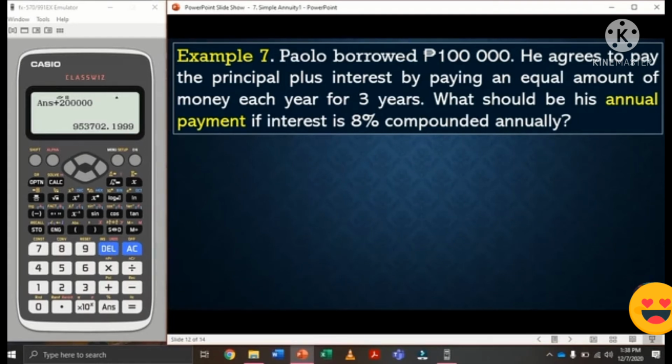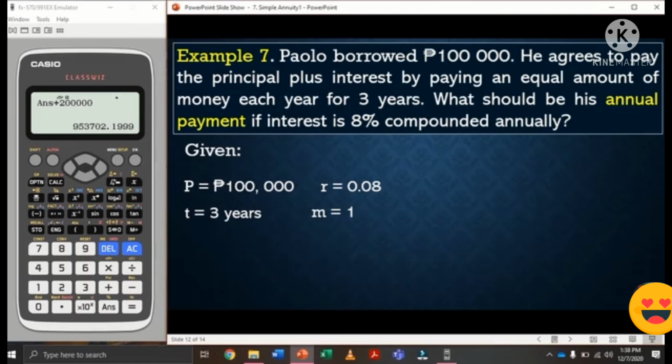So, ano ba yung mga given dito? Kung nanghiram si Paulo ng 100,000, that is a present value. Okay? So, present value is 100,000. Ang interest rate natin is 8% or 0.08. The time is 3 years or the term. Compounded annually, kaya yung M natin is 1. N is equal to M times T or 3 times 1 is equal to 3. And then yung interest rate per period naman natin is R over M or 0.08 divided by 1, the answer is 0.08.